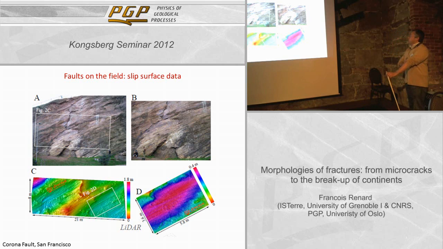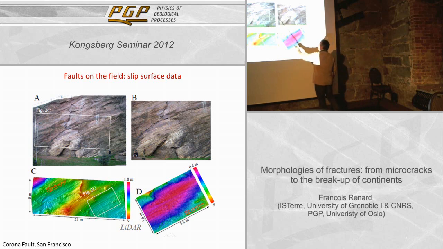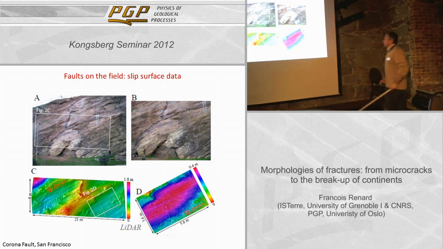So that's another one. This one is in the middle of San Francisco. Same kind of rupture surface with the striation indicating the direction of slip. And this surface was scanned at different resolution.